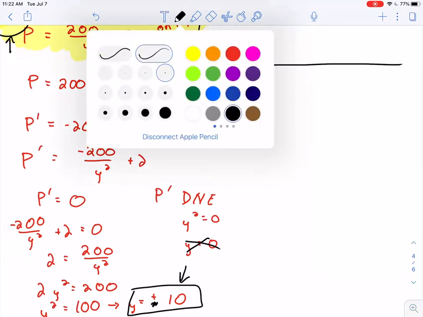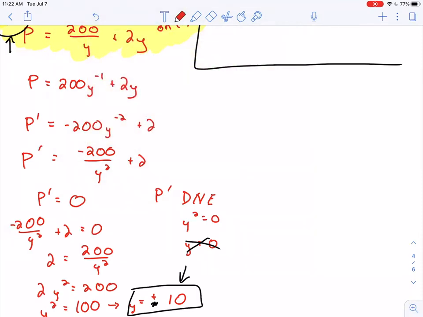I think I like the second derivative test better. I think it's just a little bit more straightforward. You may be more comfortable with the first derivative test, and if you prefer to use it, then that's totally fine. I'm going to rewrite my first derivative over here.